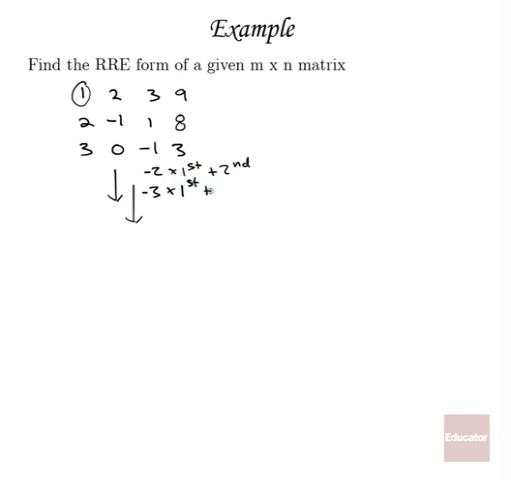Times the first row plus the third. So negative 3 times that plus that. So I'm going to do it in 2 steps. I'm going to combine it and just give the final matrix that we get. We should end up with 1, 2, 3, 9, 0, negative 5, negative 5, negative 10, 0, negative 6, negative 10, negative 24. So we've taken care of this one. So this is done. Now we want to deal with that.